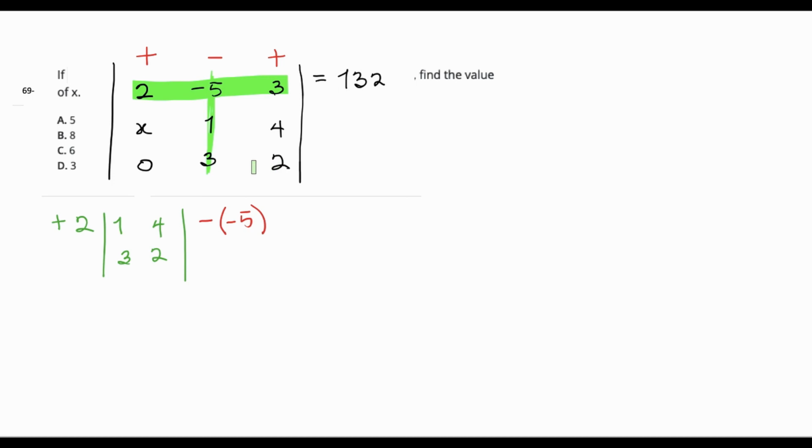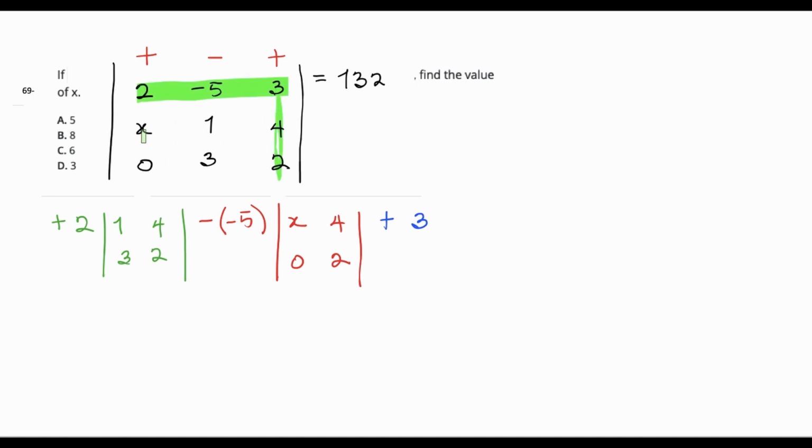So we're left with 4 terms now, just like we did before. And so we write down those 4 terms as well, which is going to be x, 4, 0, and 2. And then we do the same thing to the third term here, which is 3. So this is going to be plus, which is the plus we have here, 3. We also cancel out the row containing the 3 as well as the column containing the 3.